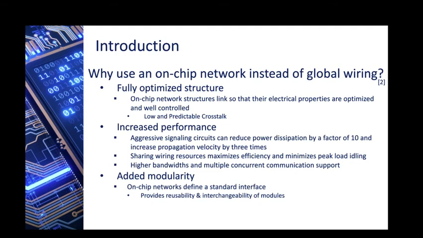Next, it uses a fully optimized structure. On-chip network structures link so that their electrical properties are optimized and well controlled, such as low and predictable crosstalk. Also, there is increased performance. Aggressive signaling circuits can reduce power dissipation by a factor of 10 and increase propagation velocity by 3 times. Sharing wiring resources maximizes efficiency and minimizes peak load idling. Higher bandwidths and multiple concurrent communication support. Finally, added modularity. On-chip networks define a standard interface, which provides reusability and interchangeability of modules.